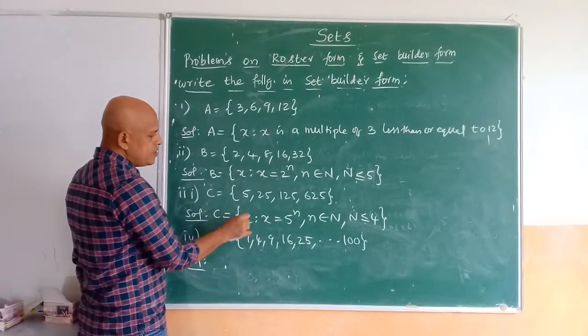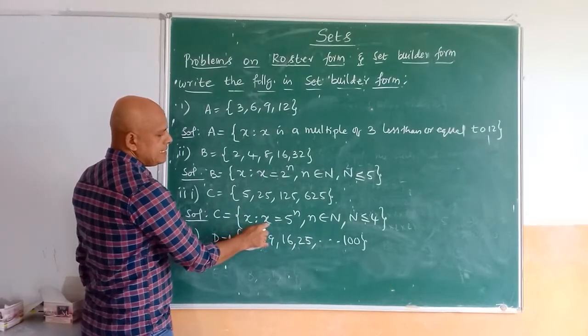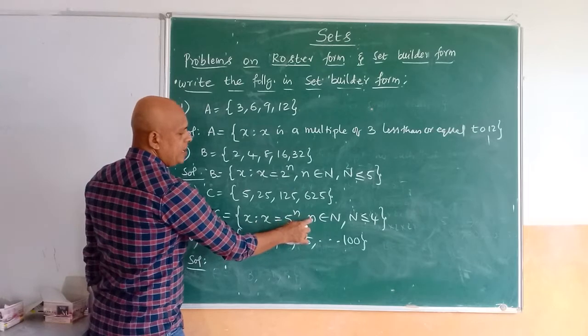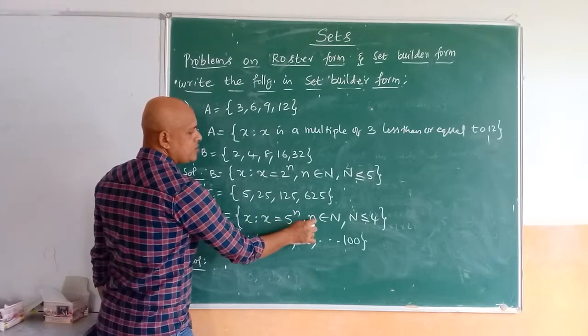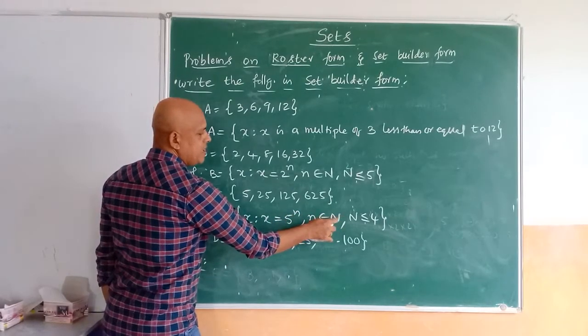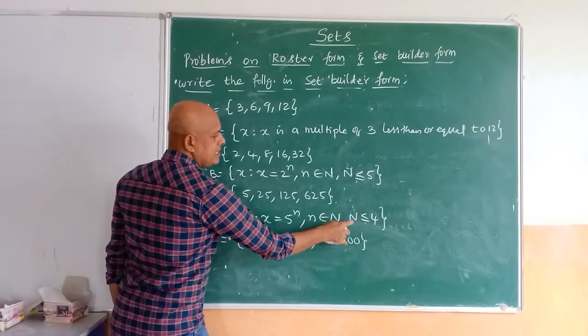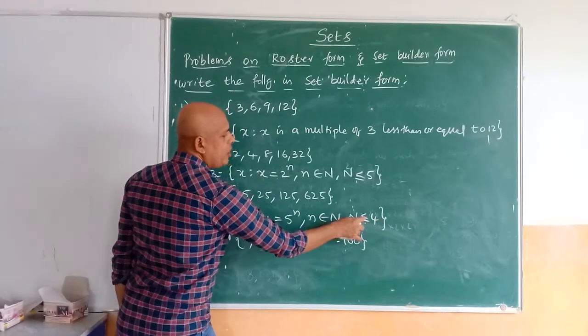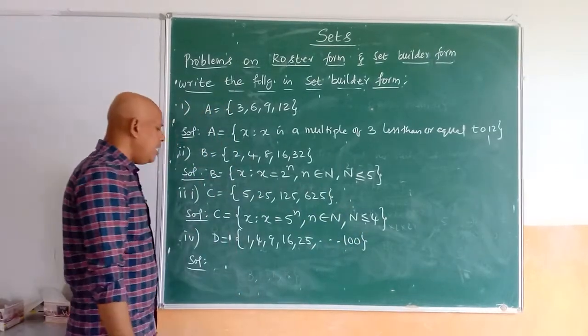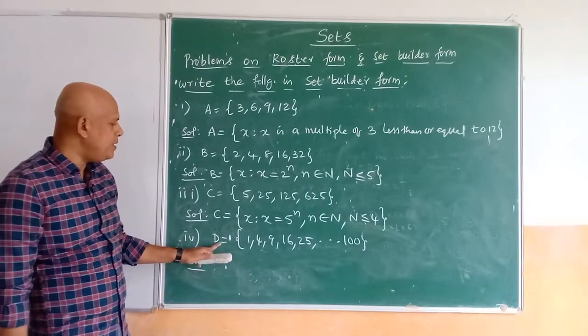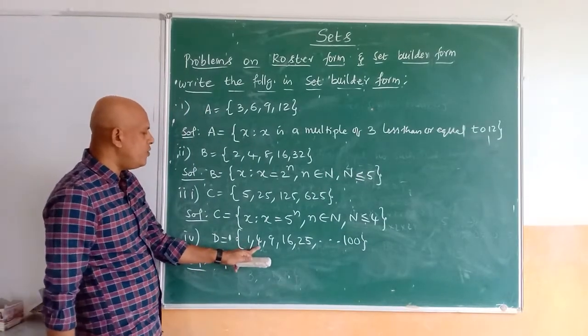It is read as x such that x is equal to 5 power n, where n, a lowercase letter, belongs to uppercase letter capital N, where capital N is the natural numbers. Natural numbers less than or equal to 4 you can write, or n less than 5 also you can write. And we move to the next problem. D is equal to 1, 4, 9.